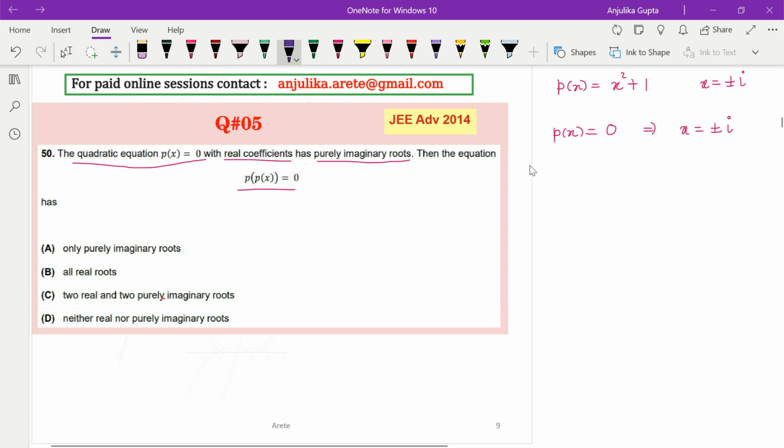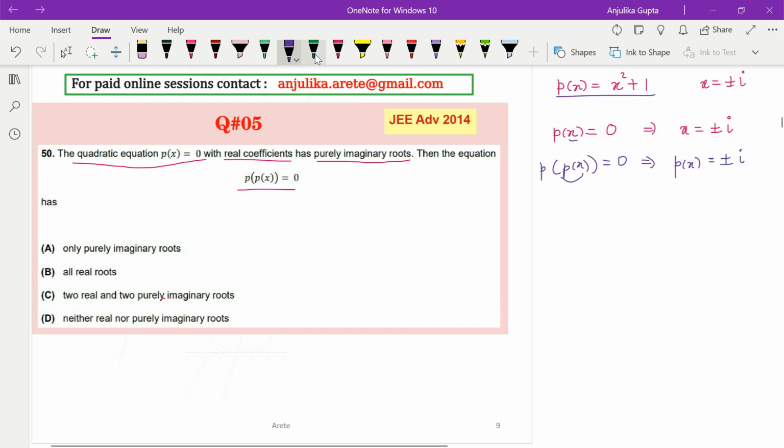But what are we interested in? We are interested in p(x) = 0. Okay, so let's do that. Now if I am working with the same example, what do I end up getting? Because you see, instead of x you have p(x) now, so the solution would give you p(x) equal to plus and minus i, right?